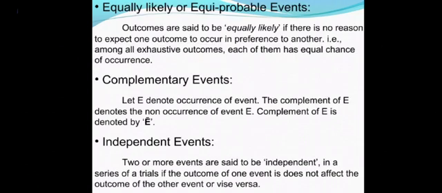Another one is equally likely or equiprobable events. Outcomes are said to be equally likely if there is no reason to expect one outcome to occur in preference to another. Among all the exhaustive outcomes, each of them has an equal chance of occurrence.